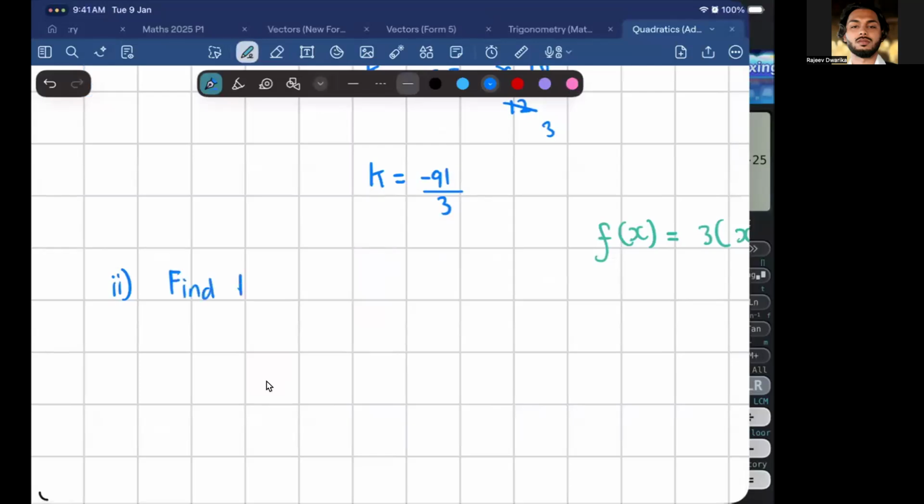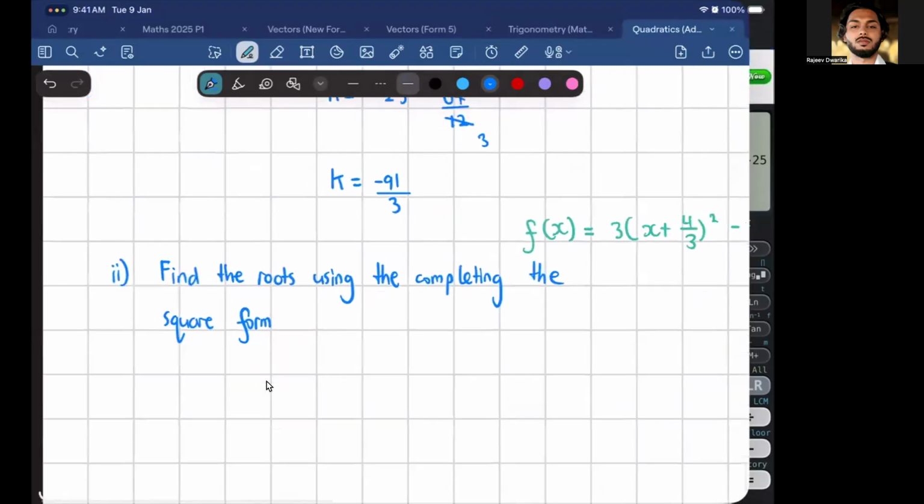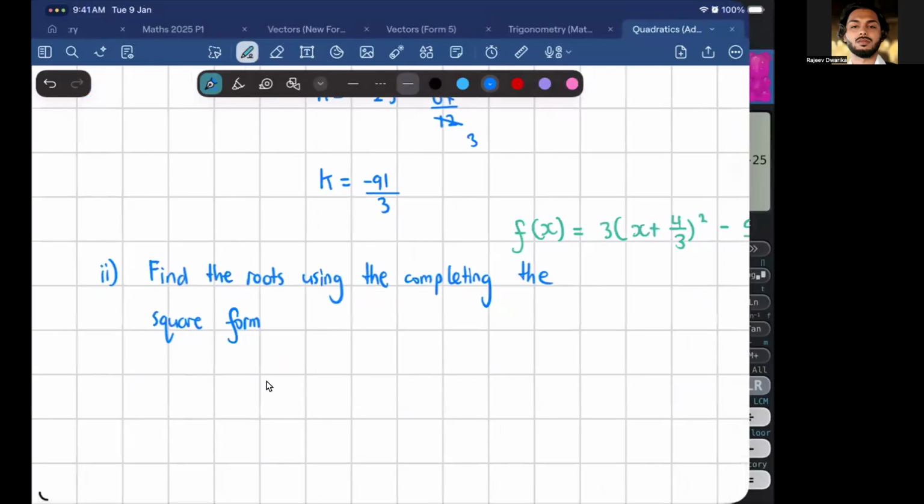Find the roots using the completing square form. Okay, so Zachary, if you want to find the roots, you're going to let f of x be equal to what? If you want to find the roots, that means the function is equal to what? Do you know?